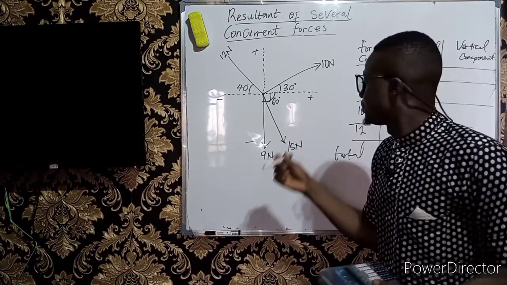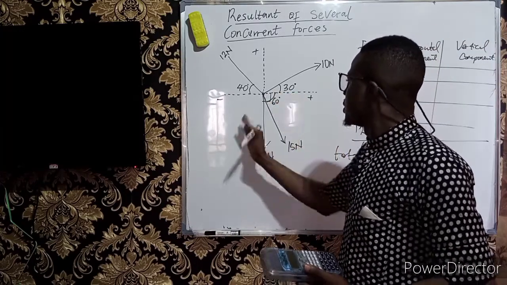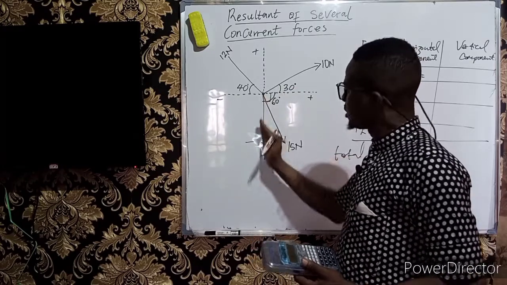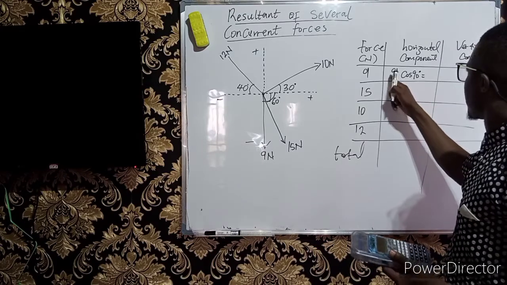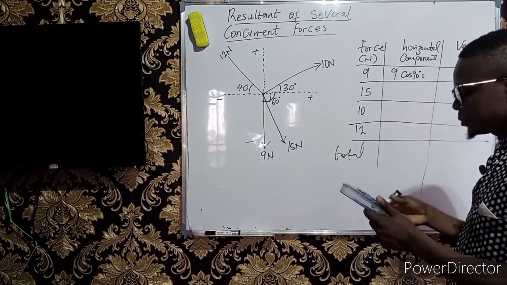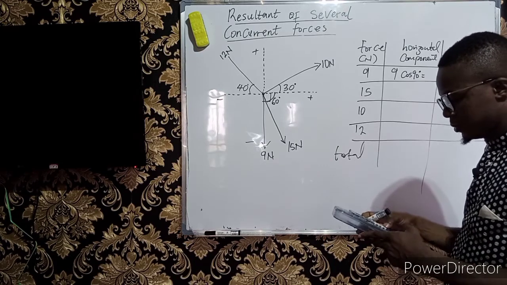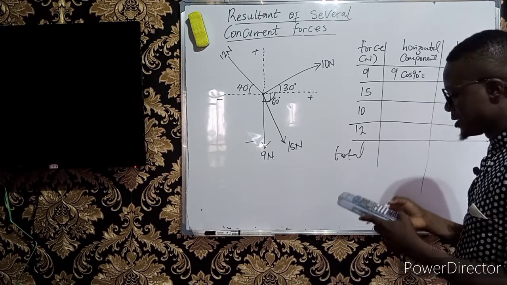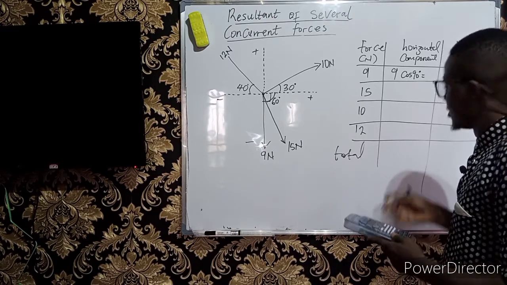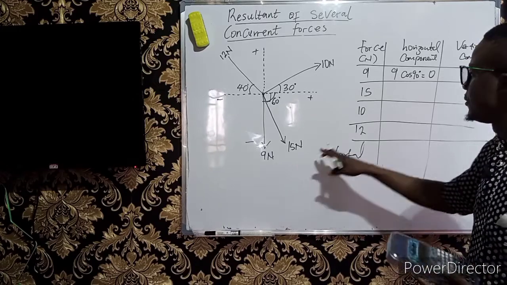It is neutral, in the sense that it is at the boundary of separation between the negative and the positive, and since it is neutral, we consider it as being a positive. So I will take it as positive 9. So cos 90 should be 0. Cos 90 is 0. So we'll have 9 times 0 is still 0. So this is 0.